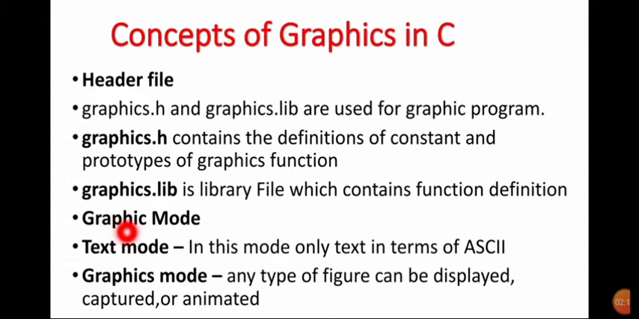That is graphics mode. In C, the graphics mode can be divided into two types. Text mode: in this mode, only text in terms of ASCII can be used. In text mode, only the text forms presented in ASCII format are used. Next is graphics mode. Graphics mode means any type of figure which can be displayed, captured or animated can be made by graphics mode.